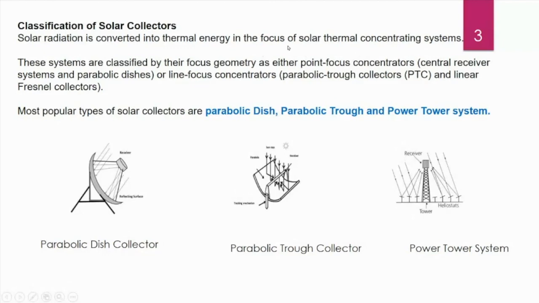These are examples of the focusing type. In focusing solar thermal concentration systems, these systems are classified by focus geometry as either point focus concentrators or line focus concentrators. Non-focusing, I think you have already studied: the flat plate collector and solar water heater. The most popular solar collectors are the parabolic dish collector, the parabolic trough, and the power tower system.